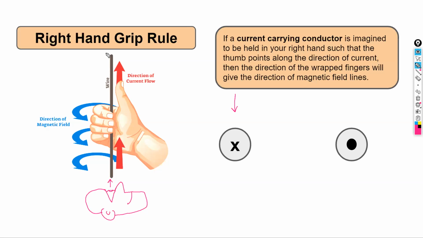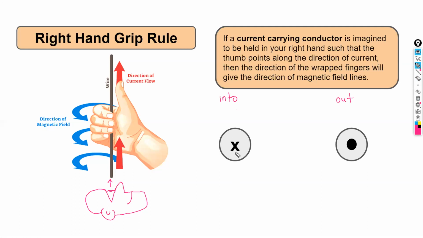And if I reverse the current, it will be going towards your eye. Whenever you see an X, that means on paper, the current is going inwards. You need to know that, right? So whenever you see an X, the current is going into the paper. Whenever you see a dot, that means the current is coming out of the paper and into your eye. Everybody understands that?